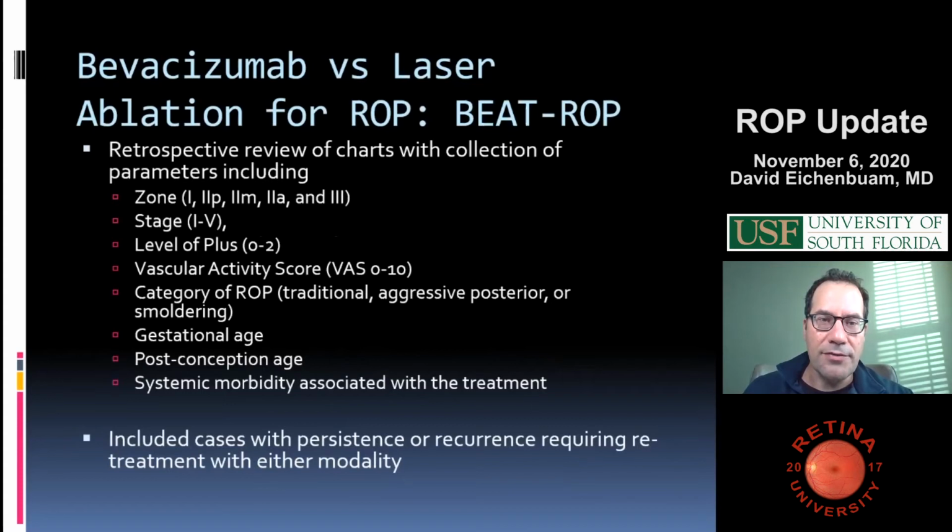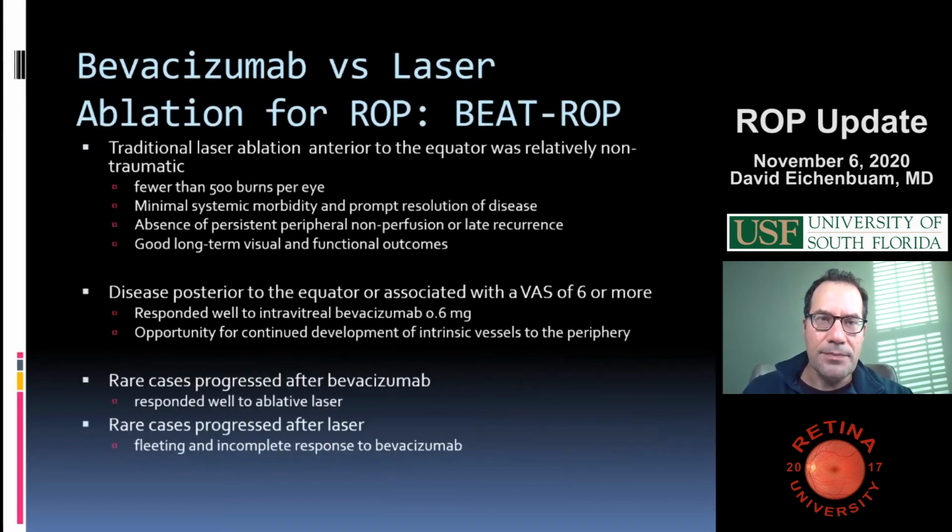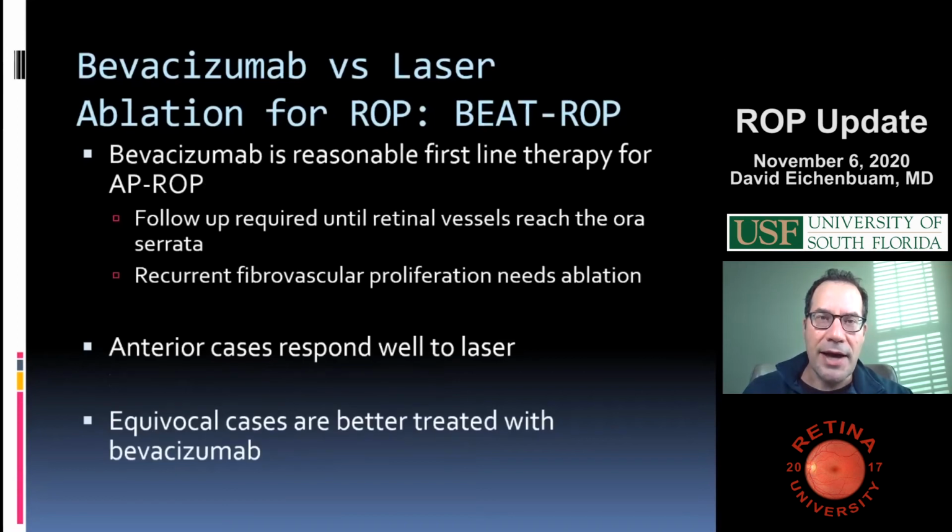What we saw in the first retrospective review of these patients is that the traditional laser treatment in these posterior patients, some of this is too technical for the purposes of this lecture, is that the BEAT-ROP study showed that the posterior patients actually did better with the bevacizumab treatment than the laser treatment anatomically. The anterior cases still responded well to laser. The posterior cases responded better to bevacizumab. And that was a very important thing that changed how we treat.